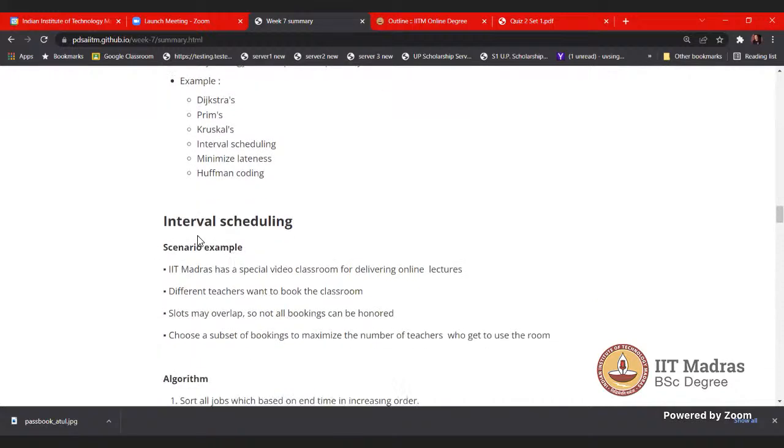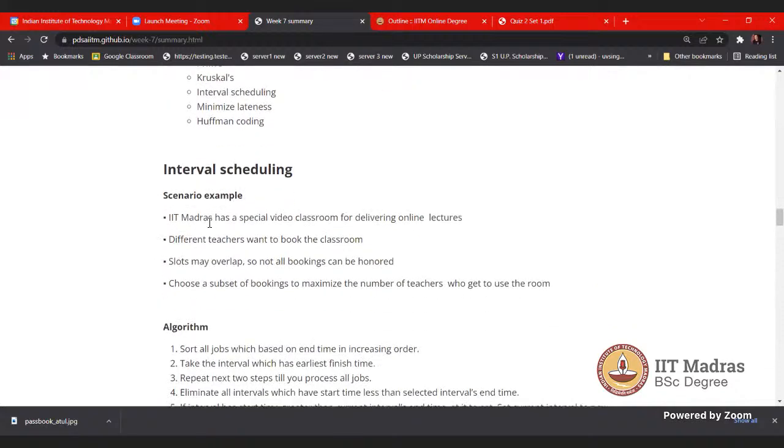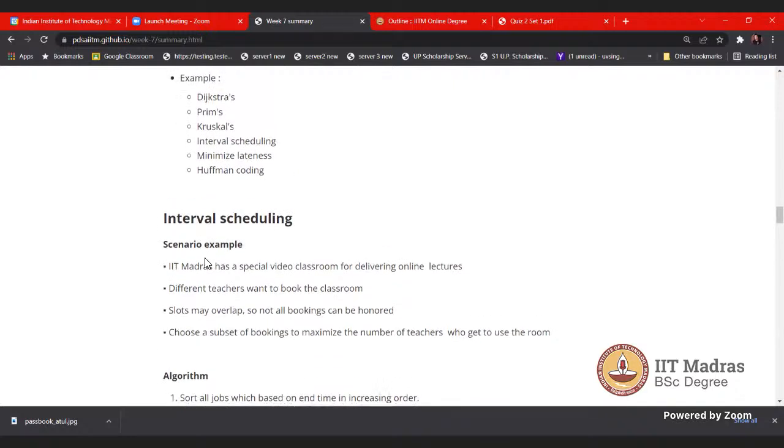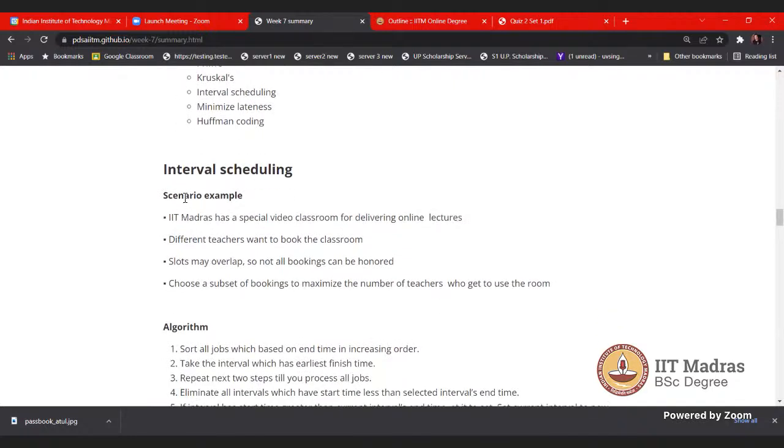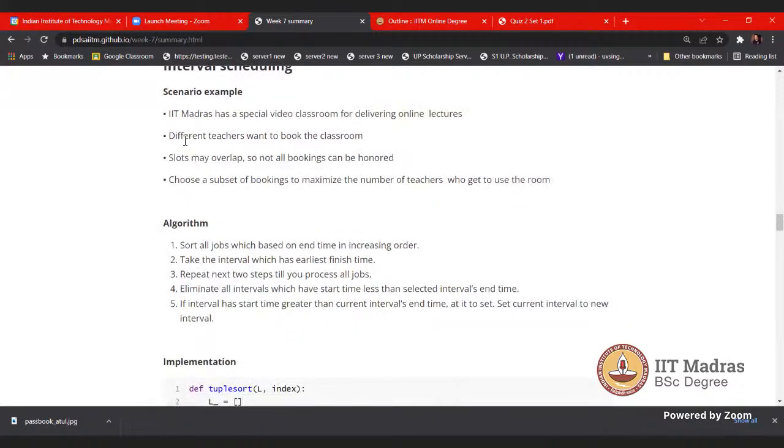After that, some different types of problems are discussed in week 7 which follow the greedy approach. One is interval scheduling. A scenario is given: in the IIT Madras special video classroom, different teachers want to book classroom slots, and the slots may overlap, so not all bookings are possible. Choose the maximum number of bookings which are possible.